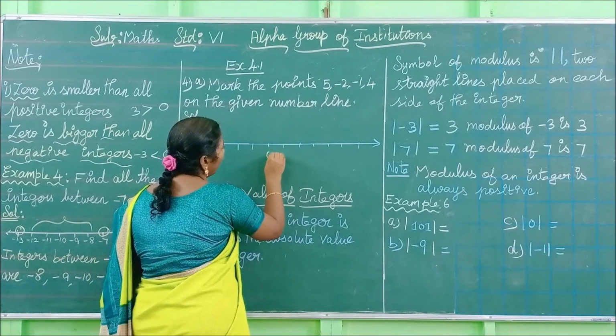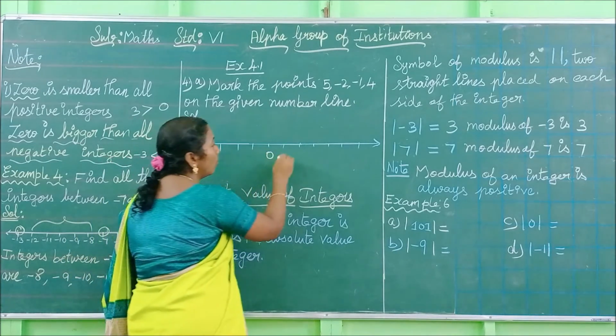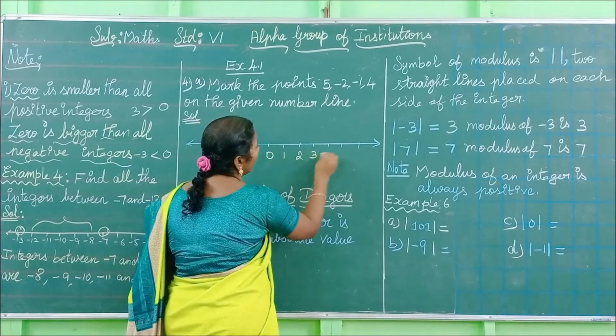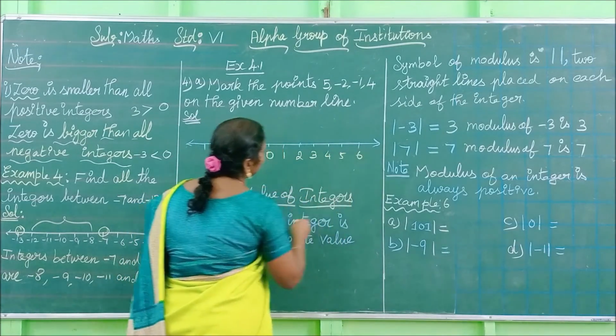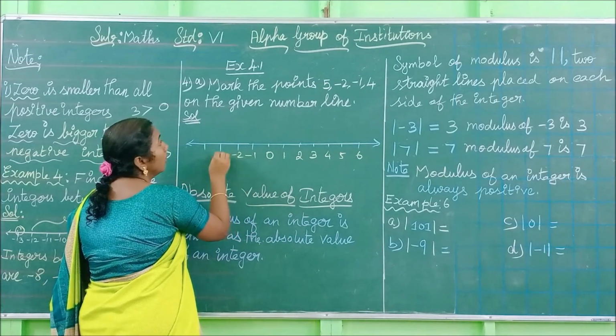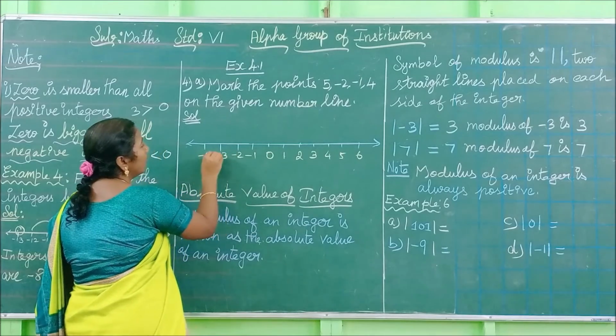At the middle of the number line you have to first write the number 0, and right to the 0 you have to write the positive numbers. So 1, 2, 3, 4, 5, 6. On left of the 0 you have to write the negative numbers. So -1, -2, -3, -4.